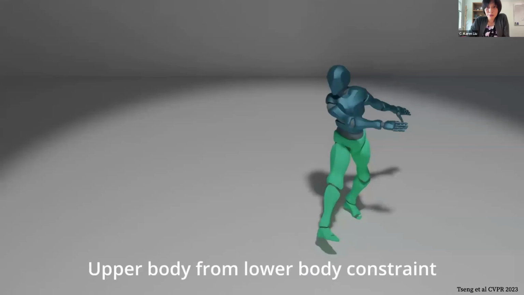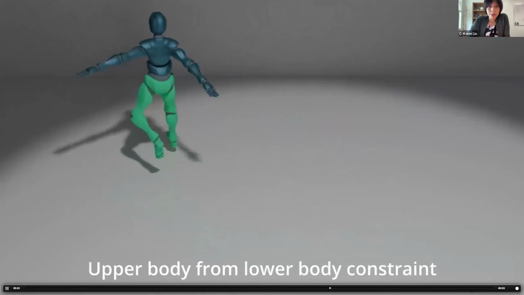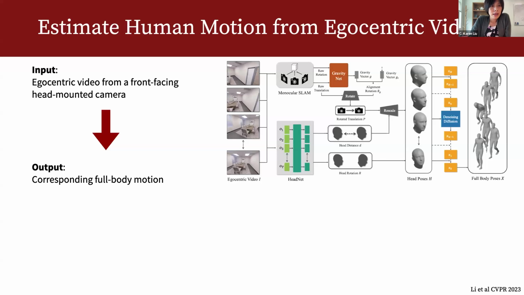And one interesting thing about this model is that we can edit online. What I mean by that is that in this case, we have animators that determine the lower body motion and play the music, and let the AI model figure out what the upper body motion should look like. All right, another example here is to synthesize full body human motion from videos.